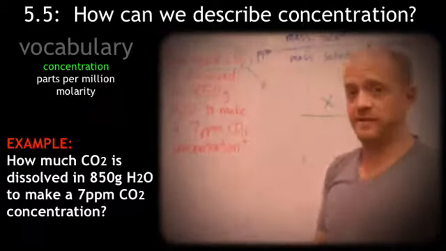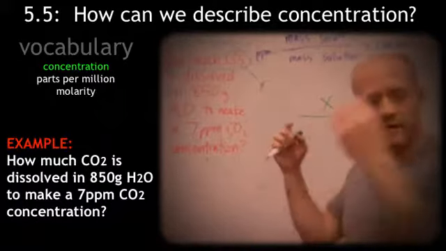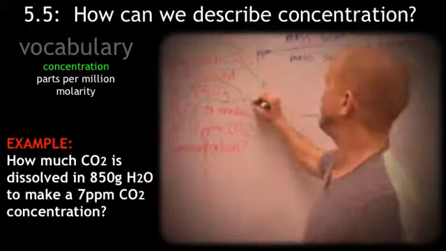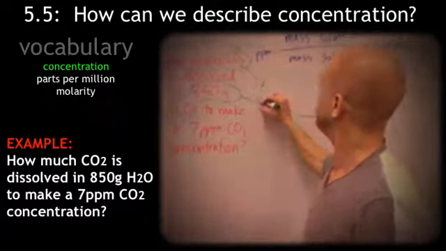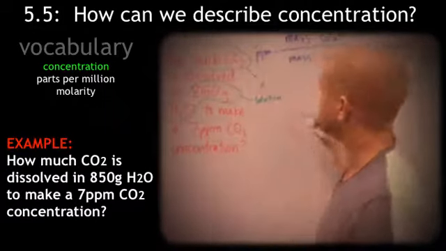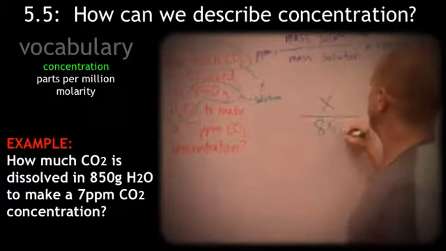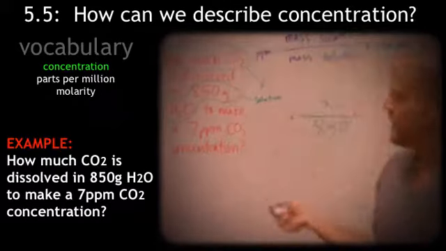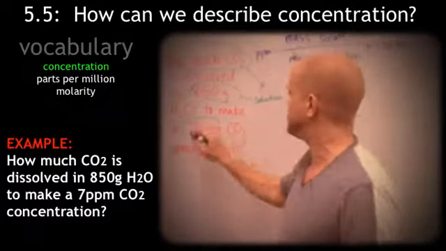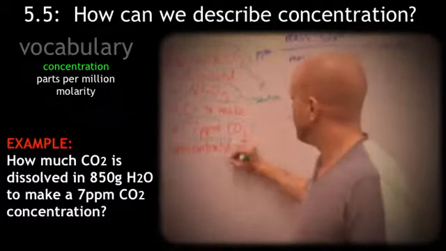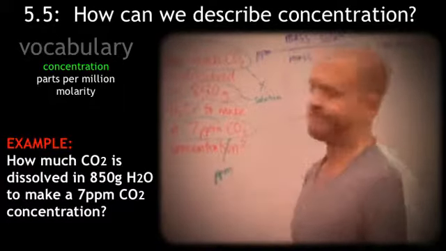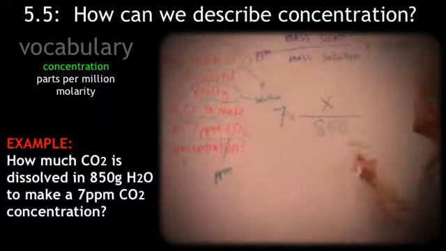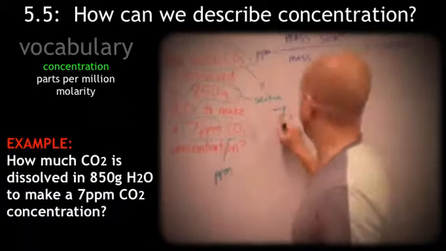Now the solution, that's the entire encompassing material, contains 850 grams, so I'm going to put an 850 right here. And the last part, the other number we have, is a 7 ppm CO2 concentration. That right there is 7 ppm. So 7 equals X over 850.